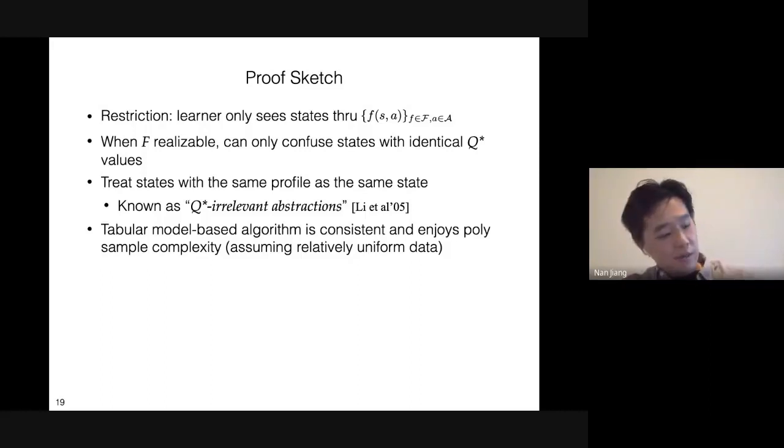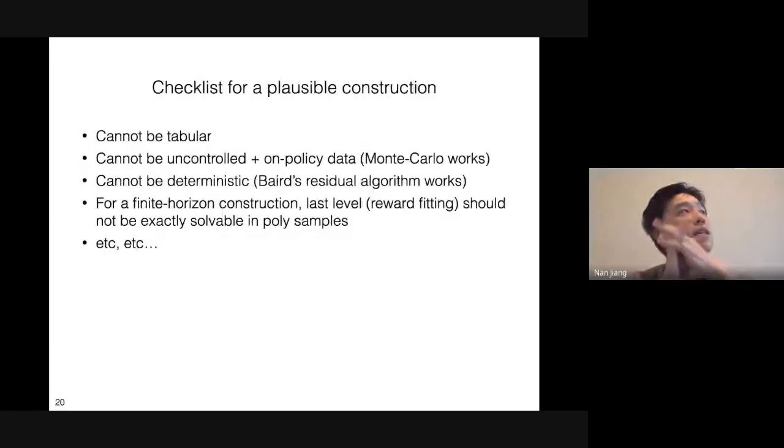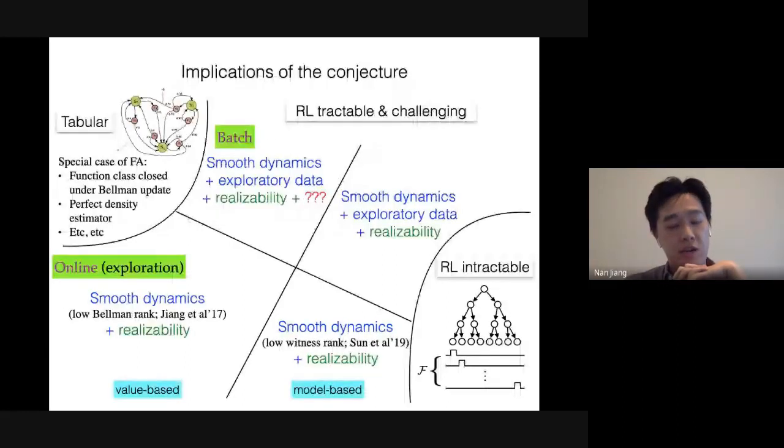Okay, so sorry that I've rushed through this, the last part of the technical slides. I want to wrap up a little bit here by saying why I care about this hardness conjecture. So here, what I'm putting here are different settings of RL: batch versus online, value-based versus model-based.